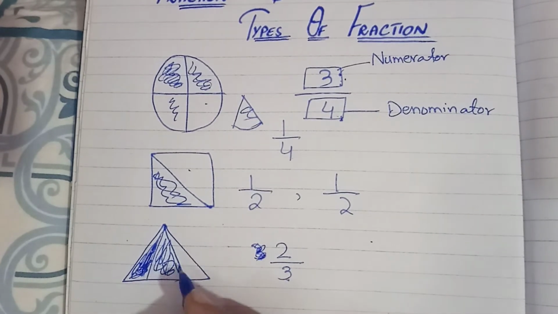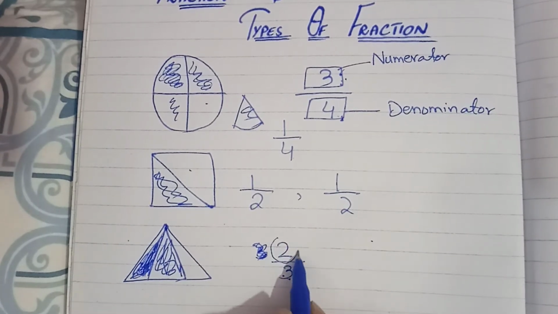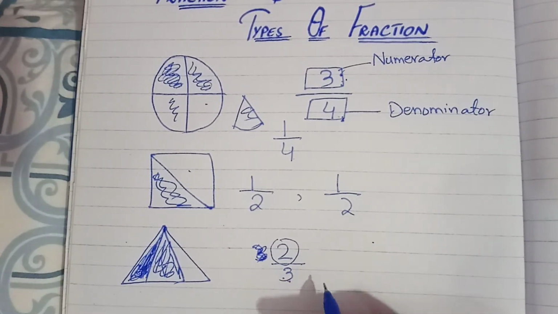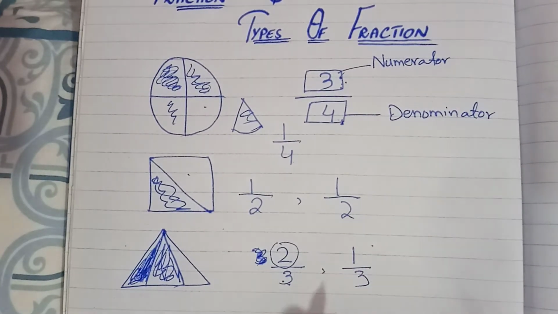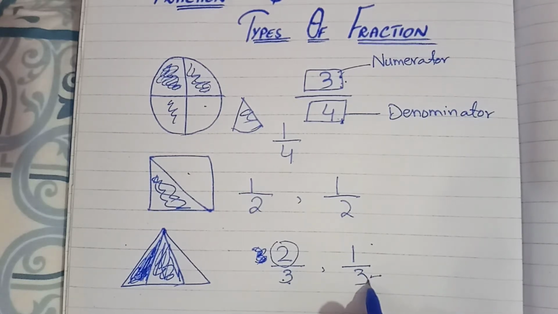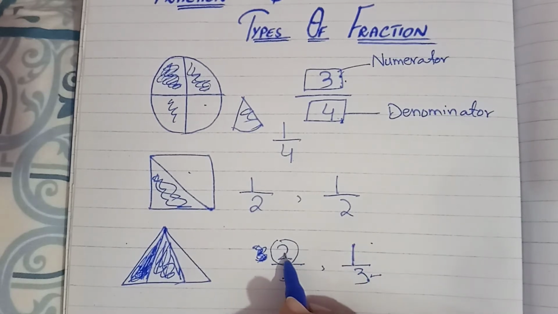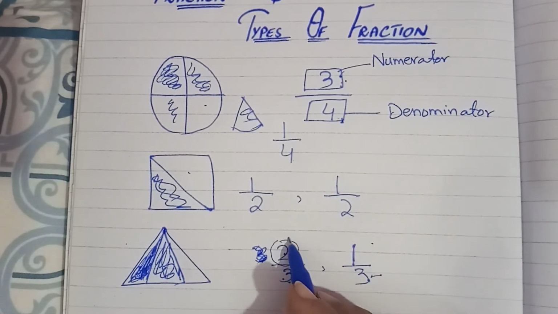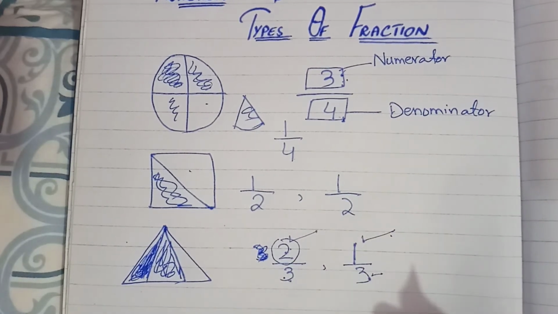3 is the whole. How many parts in total? Total parts are 3. And how many parts are shaded? 2. And how many parts are unshaded? 1 upon 3 part is unshaded. Total parts are 3, and one part is unshaded and two parts are shaded. So this is the way to show the shaded part, and this is the way to show the unshaded part.